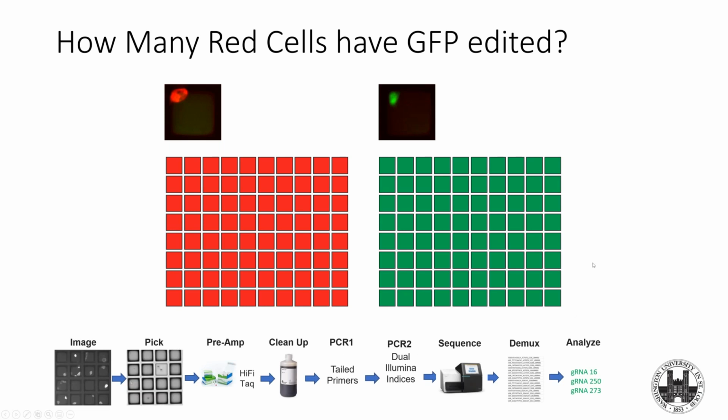After that, we're doing our whole genotyping pipeline, which is the preamplification, the cleanup, the PCRs, the sequencing, and the demultiplexing. What we want to know now is, how did we do? These cells that we thought were red, we take through this whole pipeline with all of its potential errors. How accurately can we now genotype? Can we confirm that these cells in fact have their GFP genomic sequence edited, where these do not?